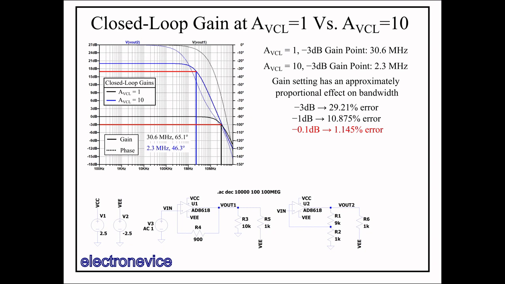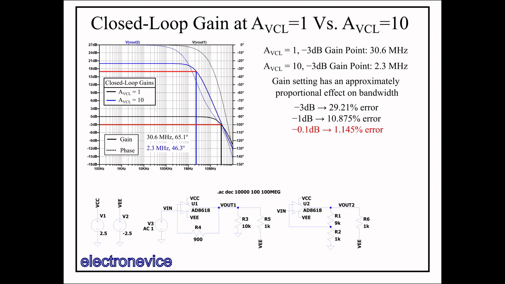Now, from the previous video, we know that in order to get a 1% error, you need to have a loop gain of about 100 volts per volt, or 40 dB. So since the loop gain is dropping at about 20 dB per decade, we need to move back about 2 decades in frequency to get around a 1% error.